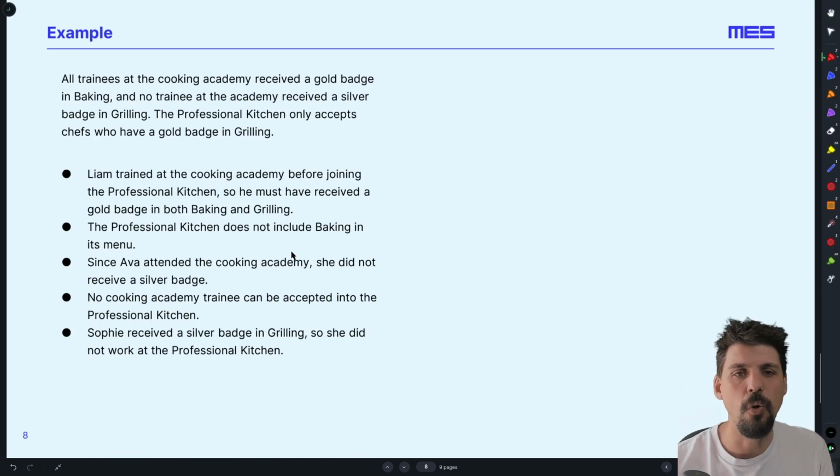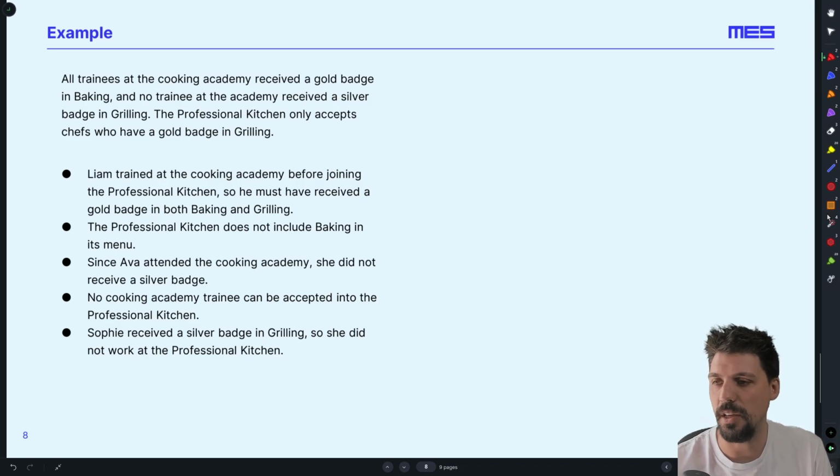Let's look at some cooking. All trainees at the Cooking Academy received a gold badge in baking, okay? No trainee at the academy received a silver badge in grilling, okay? So we know that we can do baking, we can do grilling, we can get gold badges, we can get silver badges, probably can get other badges, all right? But we know something about gold badges and silver badges. The professional kitchen only accepts chefs who have a gold badge in grilling, okay?